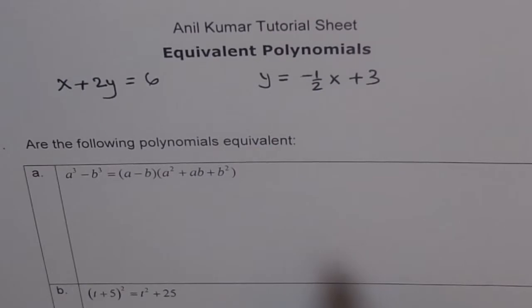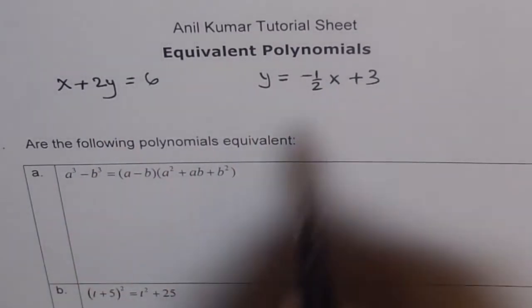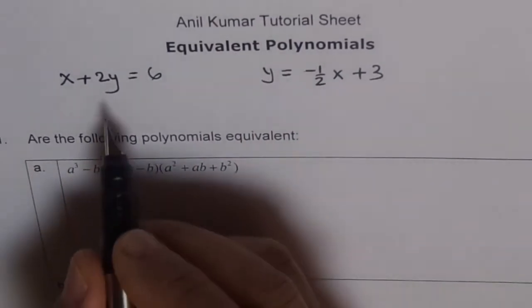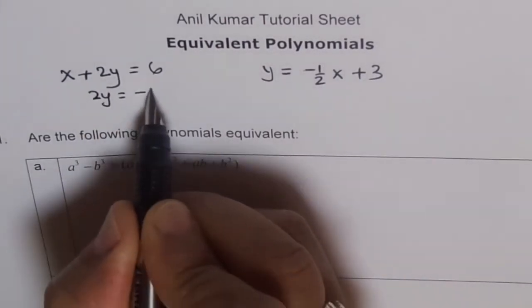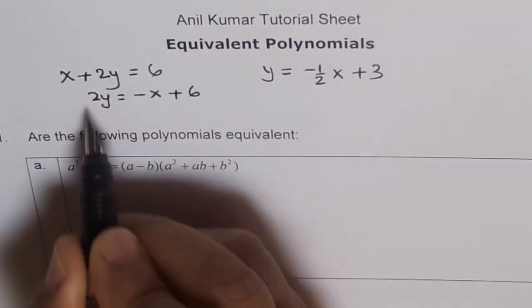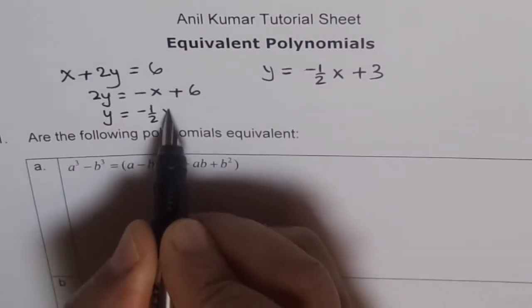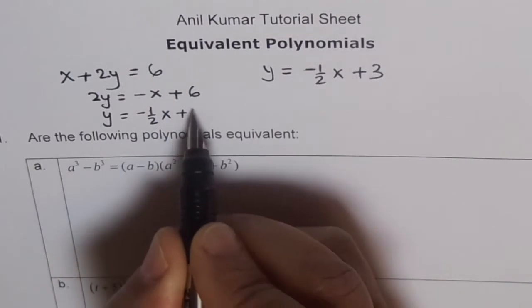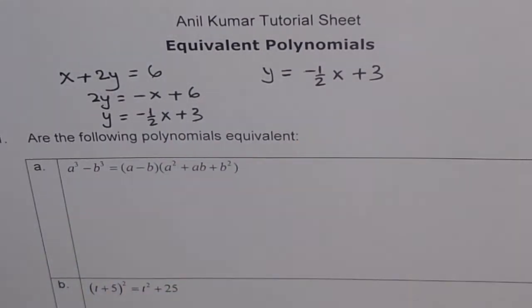So what we can do is simplify this, or find what y is from the first equation and then check if we get the same result. So we can take x this side, so we get 2y equals minus x plus 6, and dividing by 2 we get y equals minus half x plus 6 divided by 2 is 3. So we see they're exactly the same equations, and if we plot them we will get the same line, right?